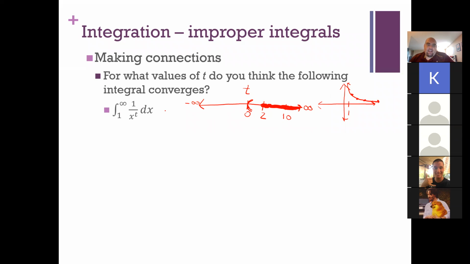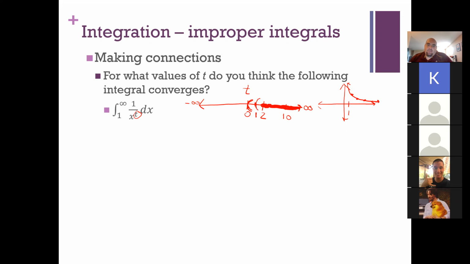Having said all that, what values of t do we think are actually okay? Well, we know the harmonic series diverges, so 1 wouldn't work, assuming that this thing acts the way a p-series should. So we know 1 doesn't work and 2 does. Where do I draw that dividing line? I'd draw it at 1 as an open interval. Okay, let's go with that.